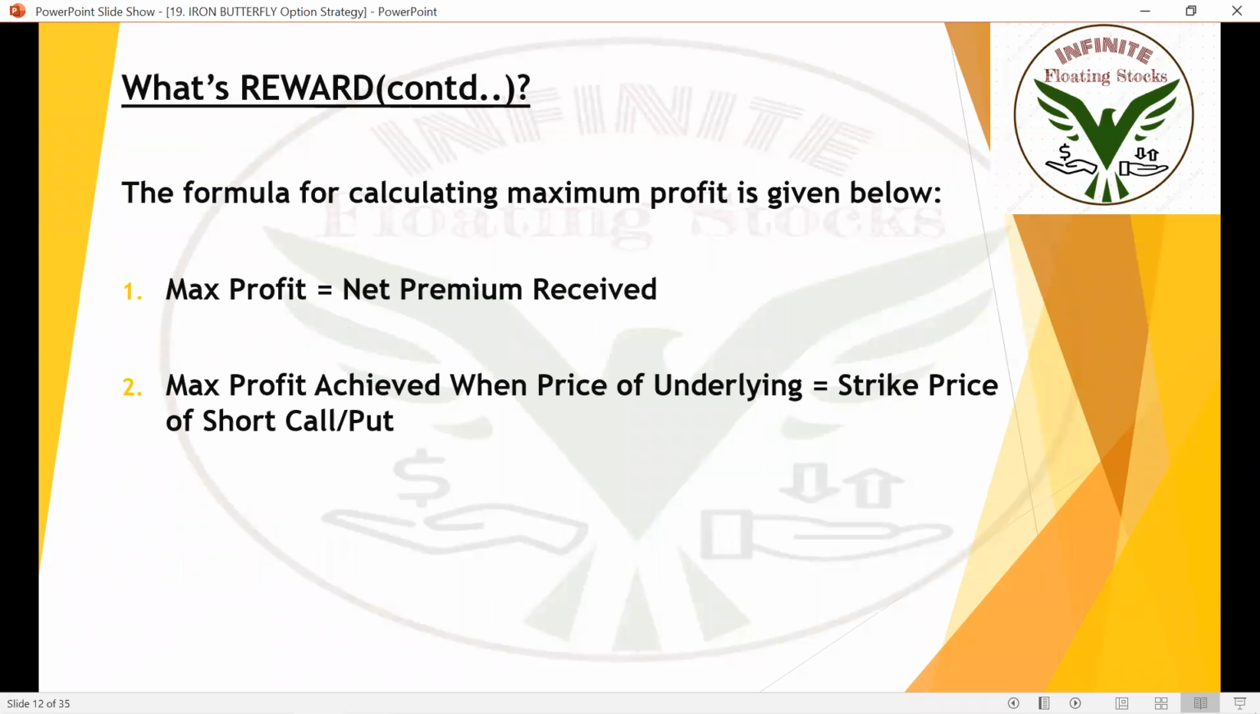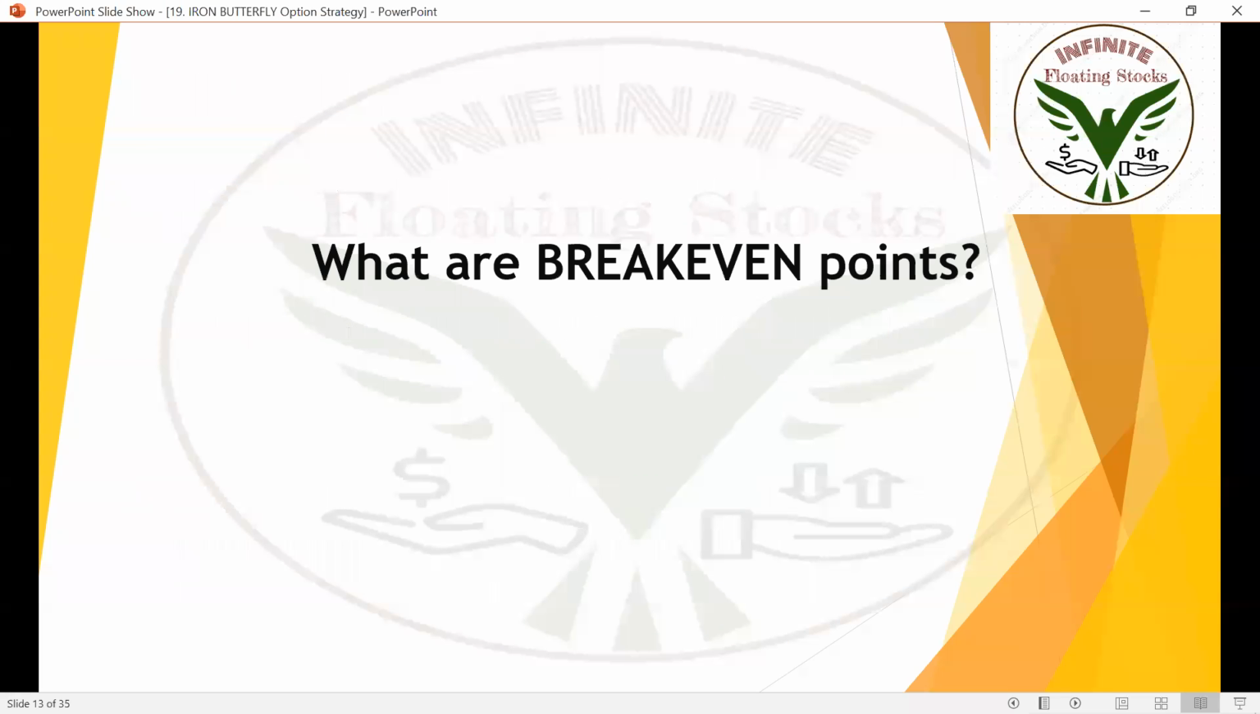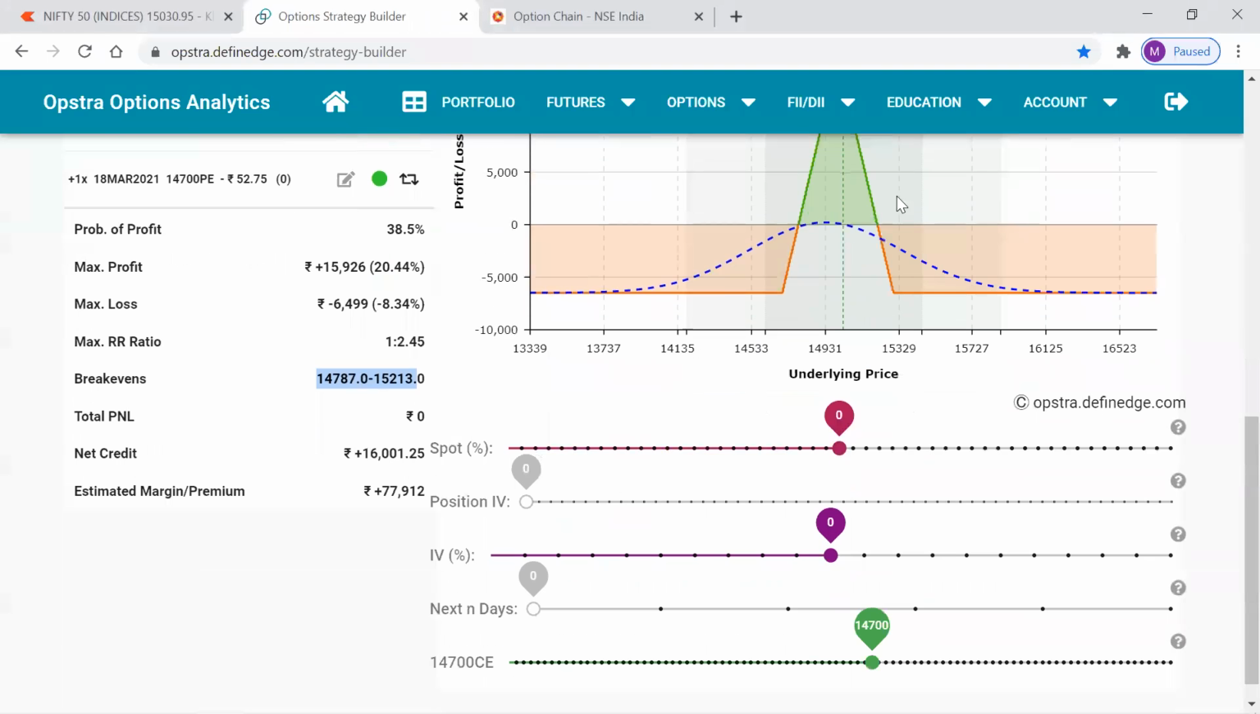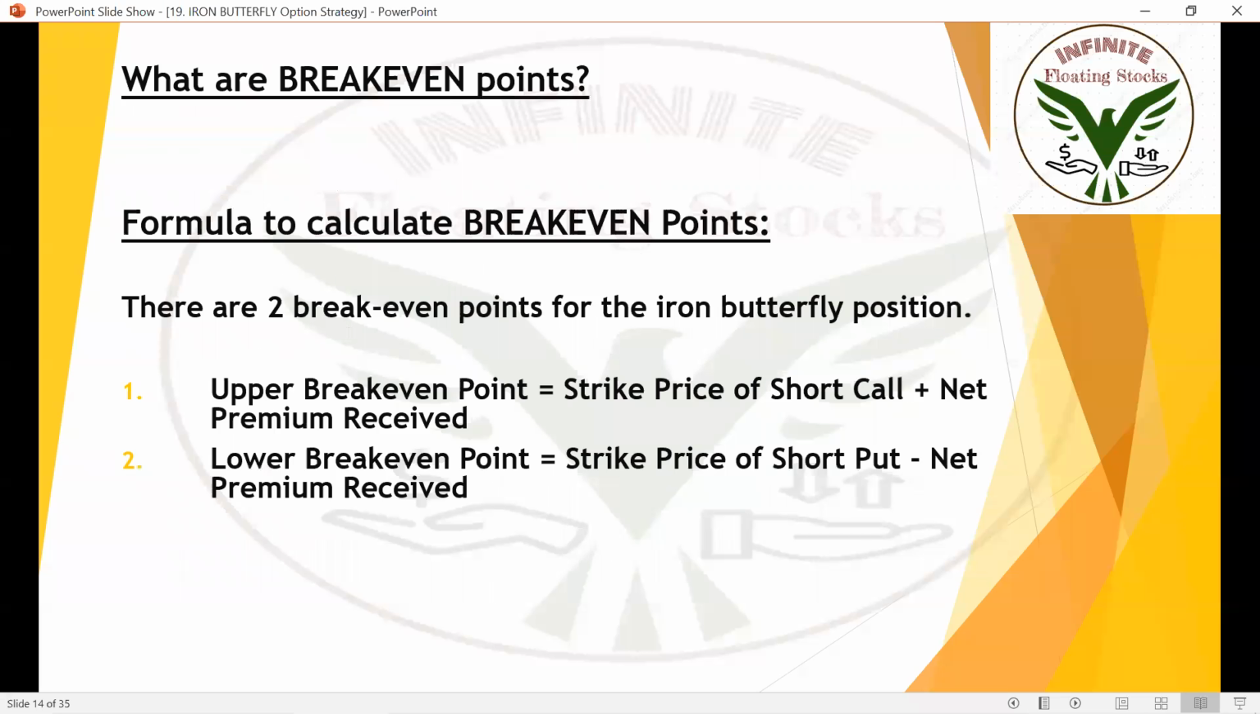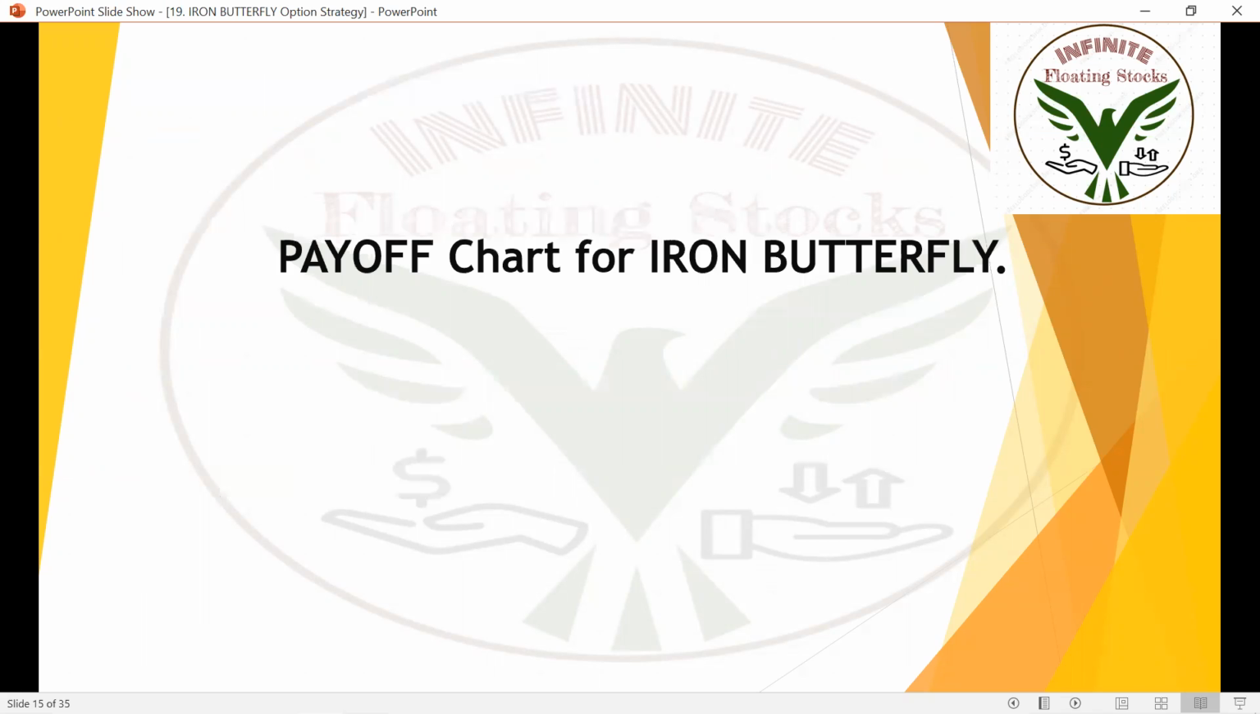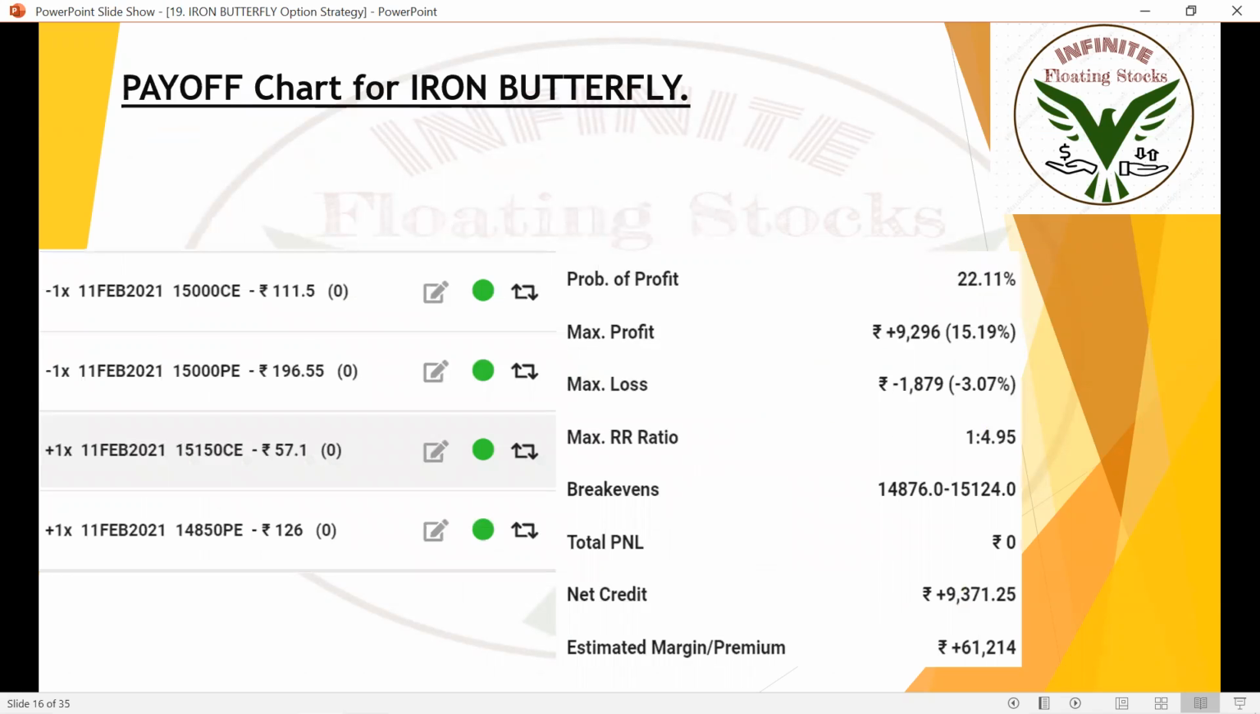And this is the formula to calculate the maximum reward, and the break even points. You already know what break-even points are. We just get on to Opstra, implement the strategy, then have a look at the break-evens here and mark them on our chart. There are two break-even points, upper break-even and lower break-even. It's not necessary to remember the formulas. Just make use of that website. And the payoff chart, you already know how it looks.